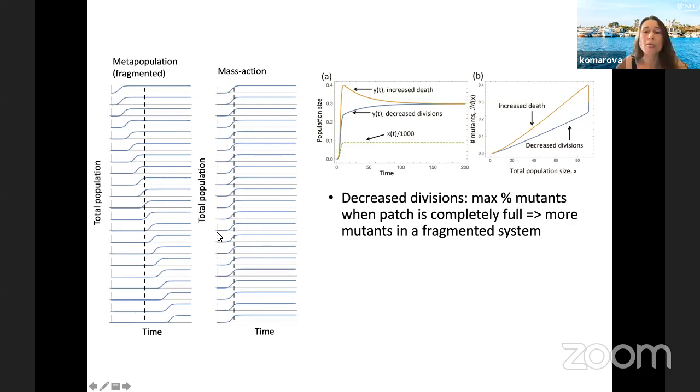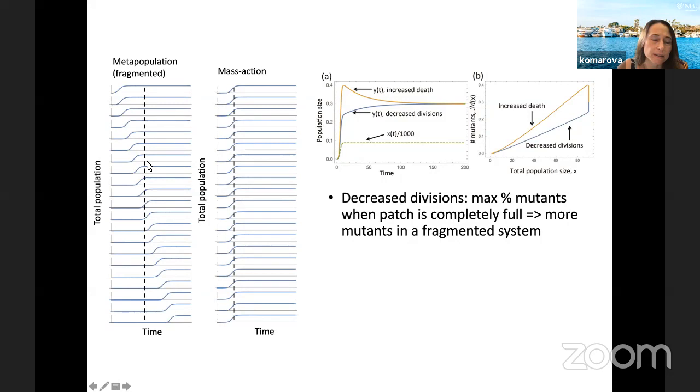So if the mutants are characterized by decreased divisions, this is the blue line here, then the maximum percentage of mutants is achieved when the island is completely full. So let's stop the simulation where the total population reaches a certain number. For example, here, we stop here.